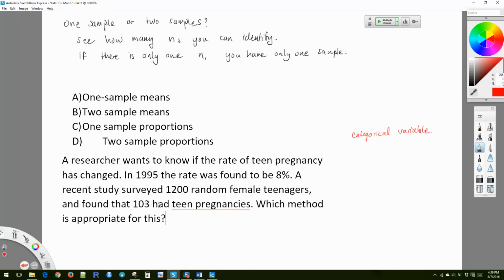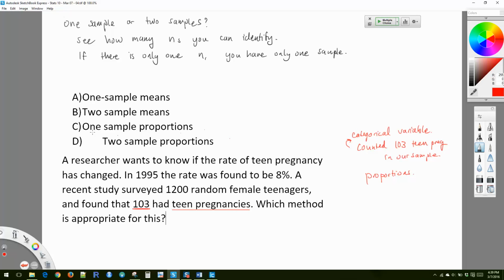The key thing is that we're counting how many. We counted 103 teen pregnancies in our sample. So this is another indicator that it's a categorical variable, which means we're dealing with proportions.